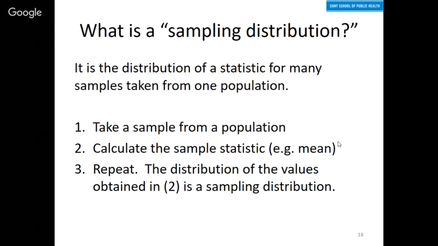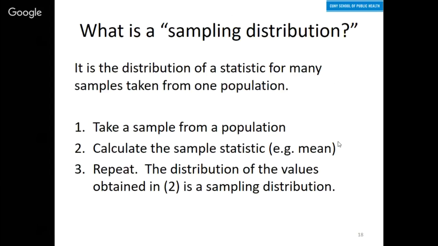So what is a sampling distribution then? And this always takes students a bit of time to get your head wrapped around. It is the distribution of a statistic for many samples taken from one population. So the procedure is you take a sample, you calculate some statistic such as the mean, and then you repeat. You keep on taking samples, calculating the mean over and over, and that distribution of means that you see, that is the sampling distribution.